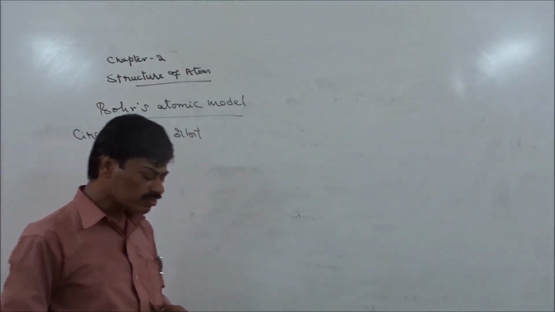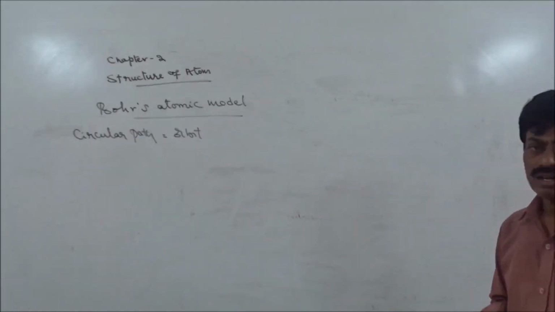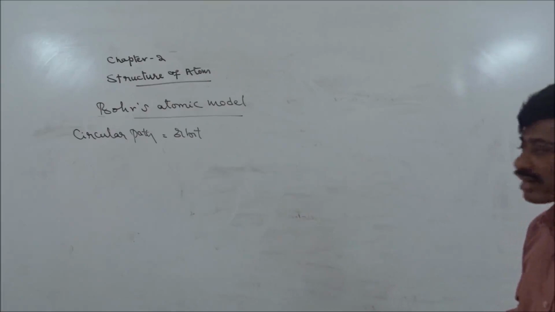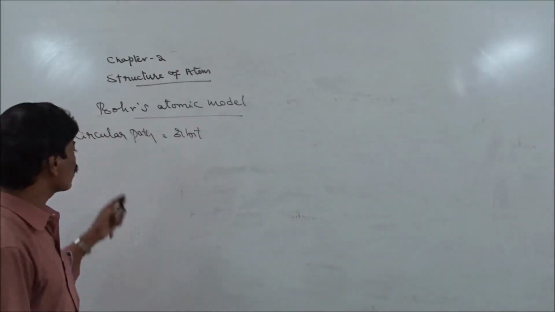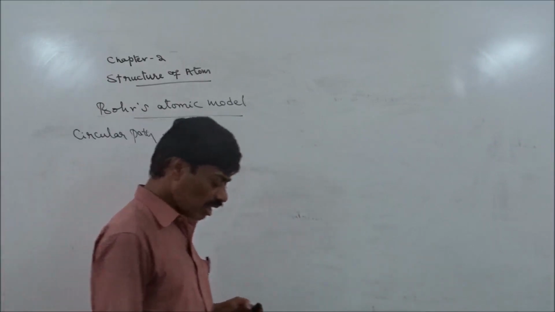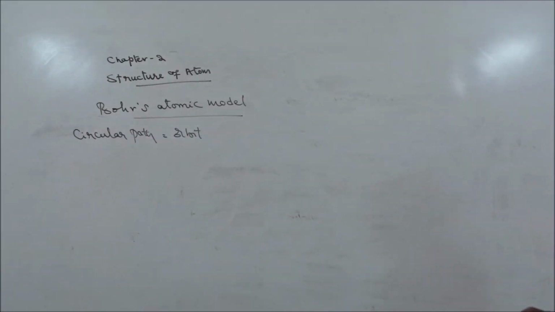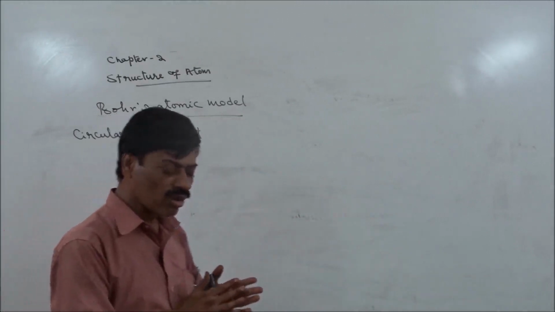So around the nucleus we have many orbits: K orbit, L orbit, M orbit, N orbit, O orbit, and so on. These were taught when you were in class 9th. Right. So circular path is called orbit. When the electrons are revolving around the nucleus in the circular paths, the energy of the electrons is quantized. When the electrons are revolving in the circular path, they will have angular momentum.